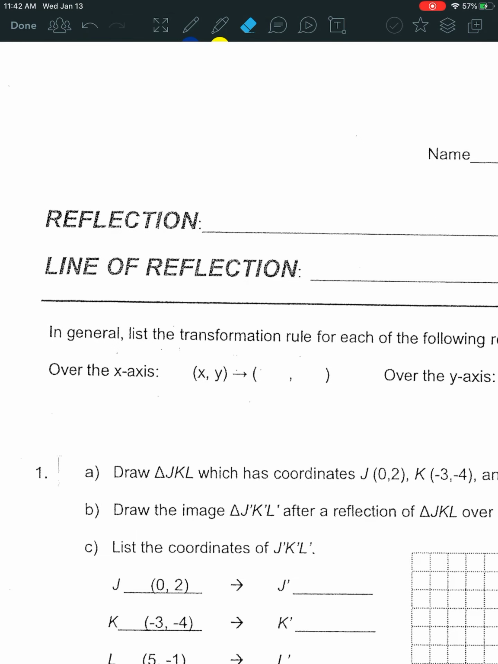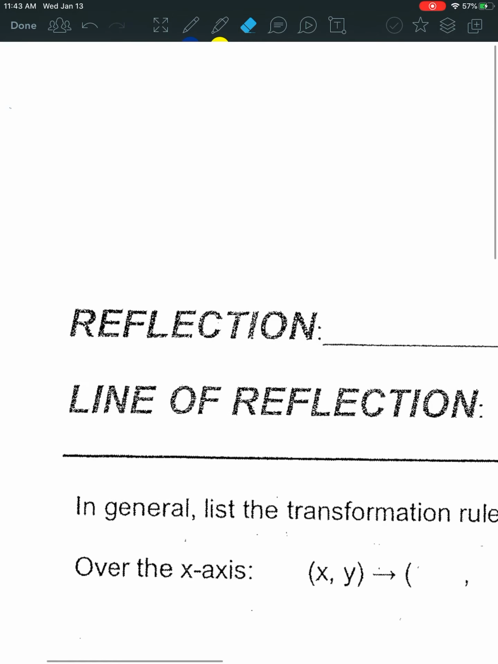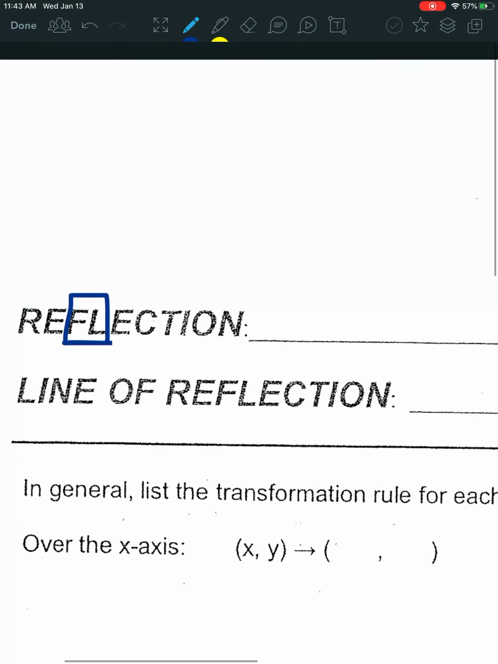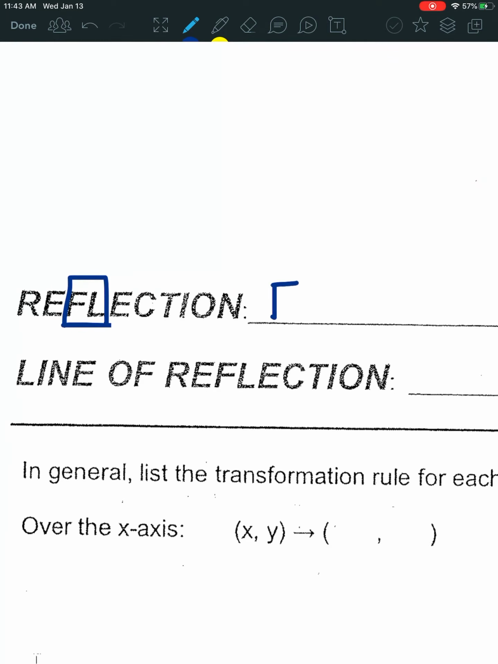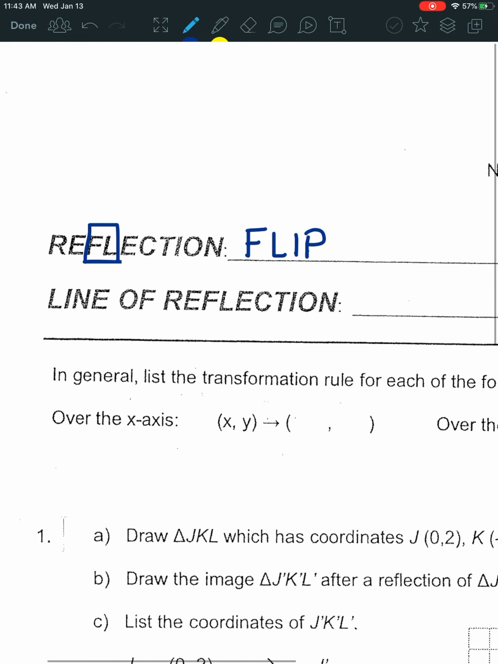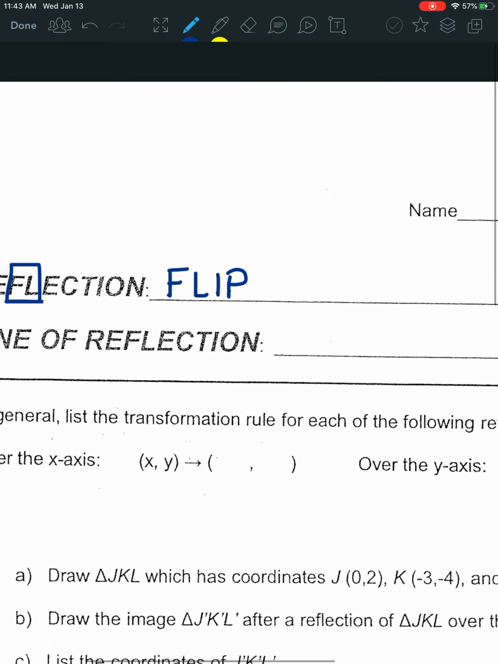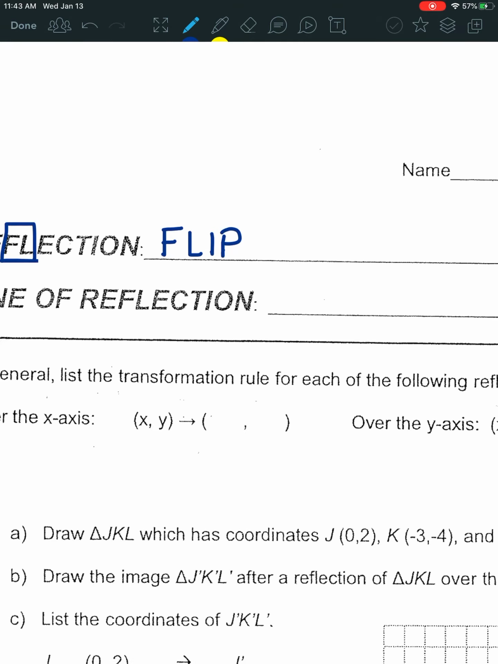So we've done a translation, a slide. Now we're going to reflect something. Again, to help you remember the difference between all these, the FL in reflection is going to help you remember that a reflection is a flip. If you look at yourself in a mirror, it is a mirror image, but your face is flipped in the mirror. So that's kind of what we're doing here.